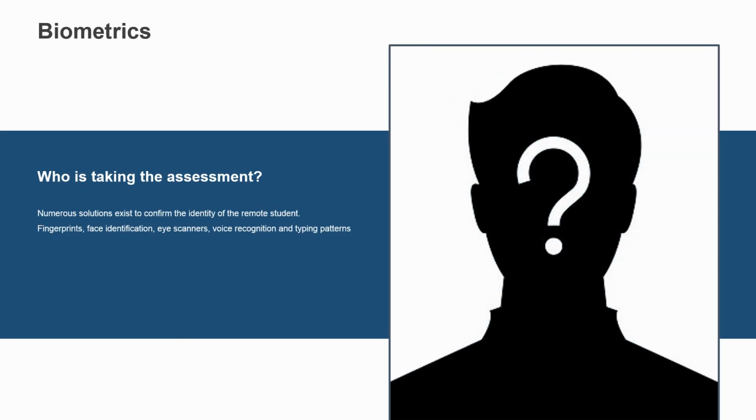Biometrics. While retina scans are out of the question for K-12 students, there remain many interesting advances in research. Fingerprints, face identification, eye scanners, voice recognition, and typing patterns are a few examples. Typing patterns stands out as a unique method of identifying a student. The software asks the students to type a small passage before and after the assessment. Our typing speed, corrections, pauses, etc. are all so unique that it can identify students with a high degree of accuracy.